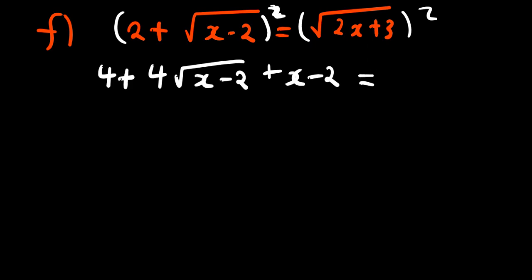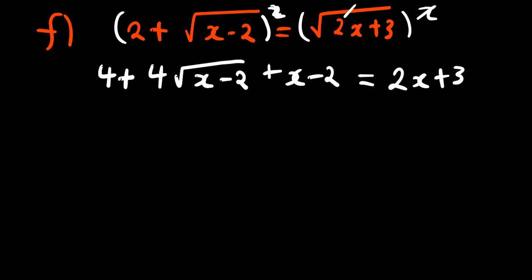Is equal to the square, and the root will cancel on my right hand side. I'm just going to remain with 2x plus 3. Okay, hope this is resonating. Now let's proceed. What are we now going to do? You can put the like terms together and you solve.